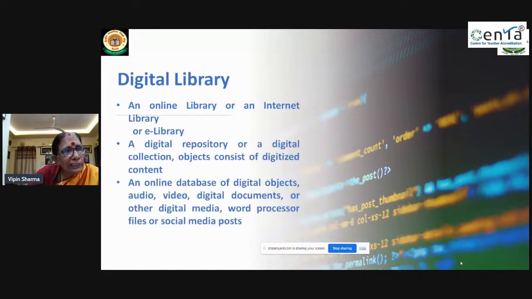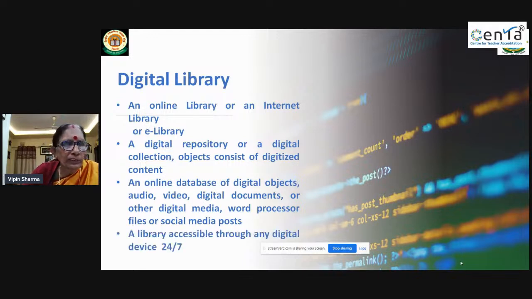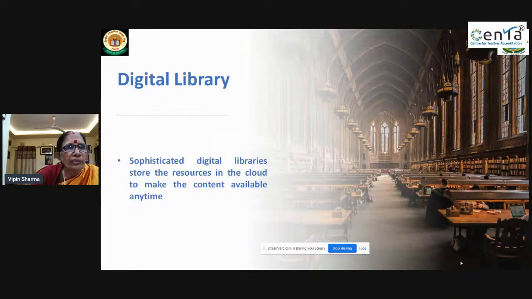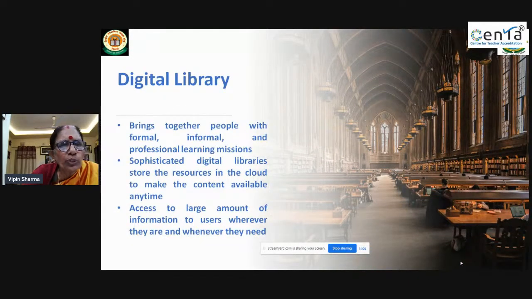An online library, as I said, is a digital collection of objects, an online database, digital projects, audio, video, digital documents. This can happen slowly, start with a room and move forward. The best part is it is accessible through any digital device 24 into 7. Sophisticated digital libraries bring together people with formal and informal professional learning. I tell you, you open the Google, everything is available.